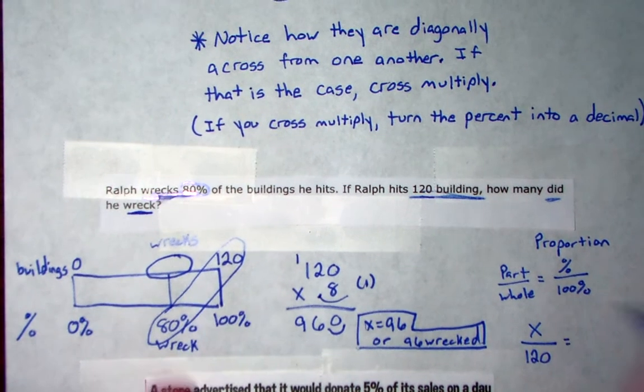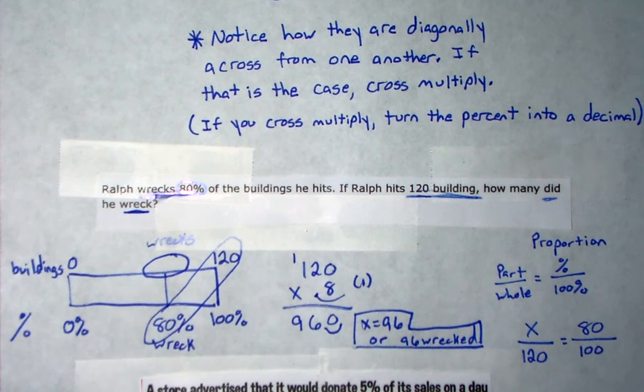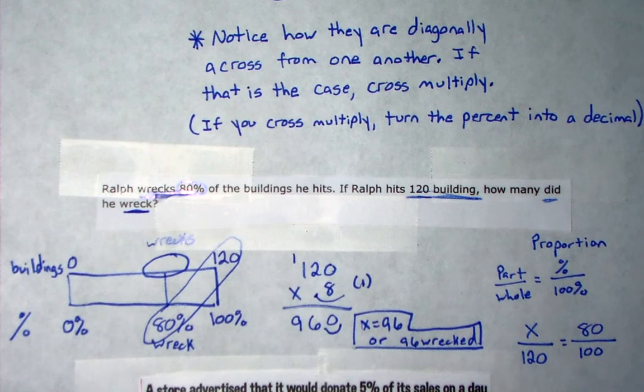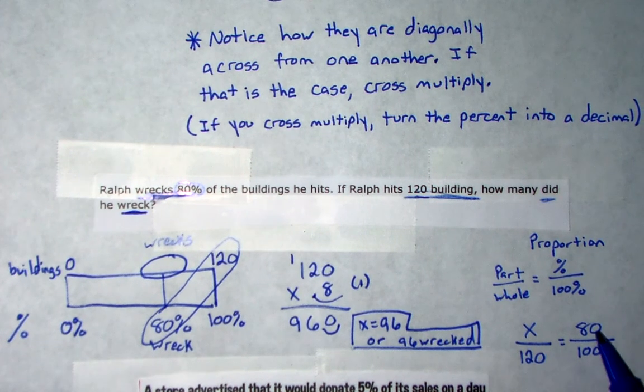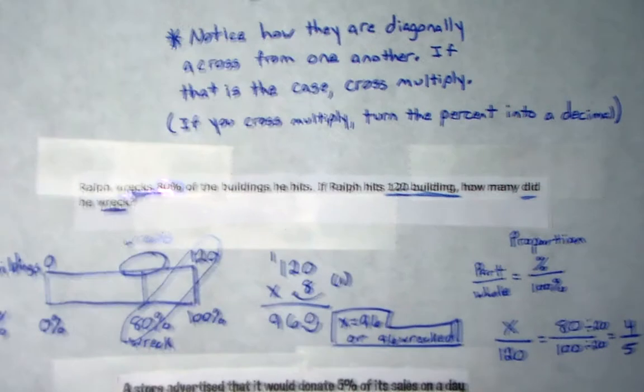Equals, what percent does it give you? 80 over the 100. Now, you can cross multiply if you want, but I don't want to do that. I can simplify this. What number goes into both 80 and 100 evenly? Well, 20 does. So when you simplify it, it is 4/5.